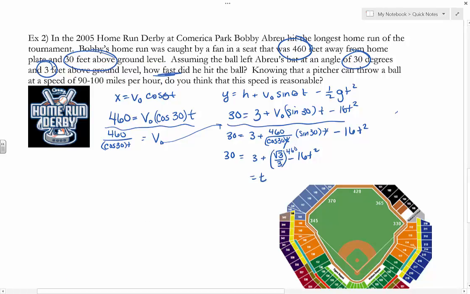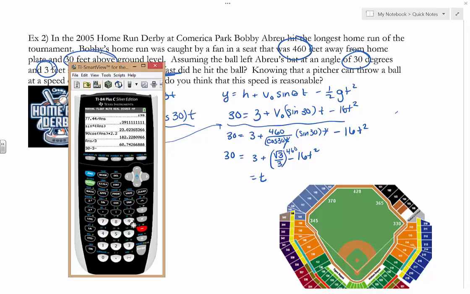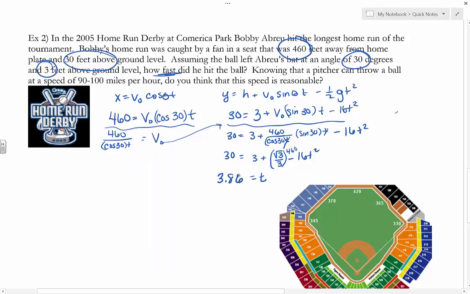That guy. So take away 3, take away 460 root 3 over 3. And I end up with negative 238.58. I'm going to divide by negative 16, and then I'm going to square root it. Raise it to the 0.5 power. 3.86. So t equals 3.86 seconds. Okay, well, that didn't get me the speed, and that's what I wanted. So I'm going to take this 3.86 and sub it in over here.